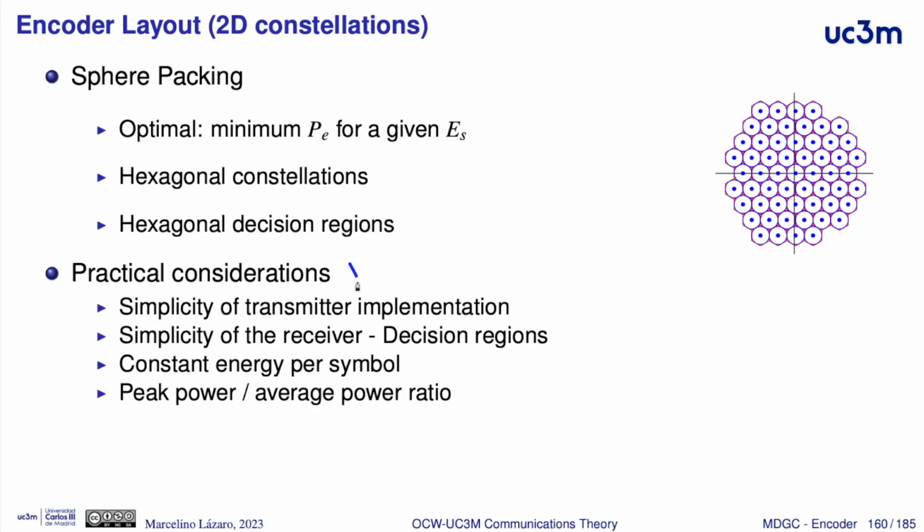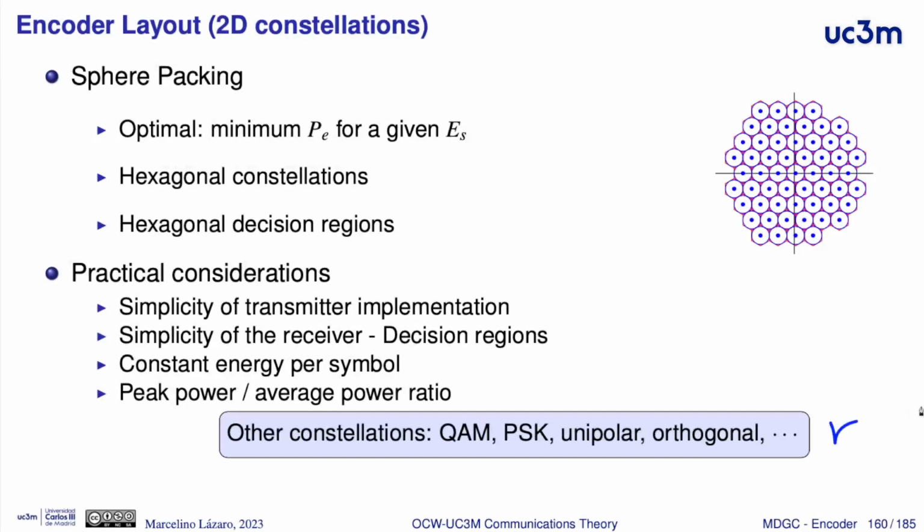However, because of practical considerations such as the simplicity to implement the transmitter or to implement the receiver to check if an observation is in a given decision region, or maybe to have a constant energy per symbol, or to have a good peak power to average power ratio. For several possible practical considerations, in some cases, some other constellations are used. QAM constellations, PSK constellations, unipolar constellations, orthogonal constellations.